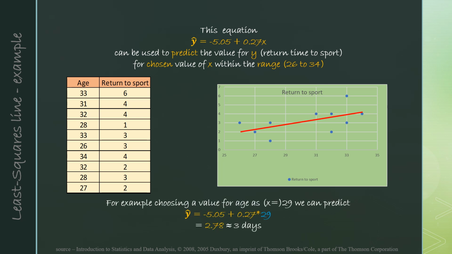For example, choosing a value for age as x equals 29, we can predict y hat equals minus 5.05 plus 0.27 multiplied by 29, which equals 2.78, that approximates to 3 days. Therefore, we predict that a person of age 29 undergoing an arthroscopic surgery is expected to return to sport after a gap of 3 days roughly.